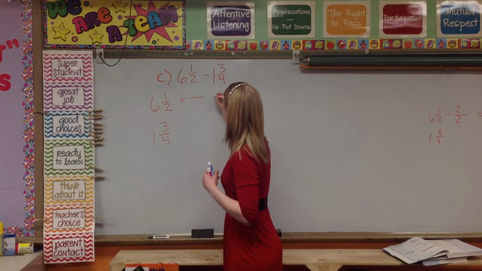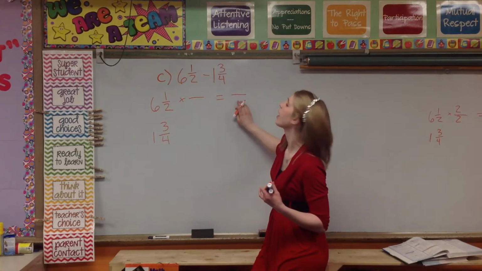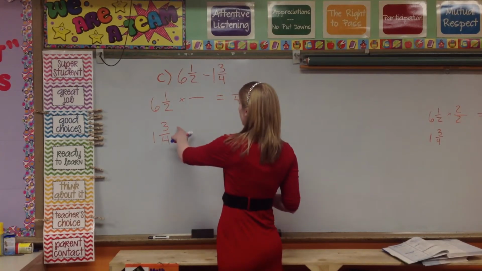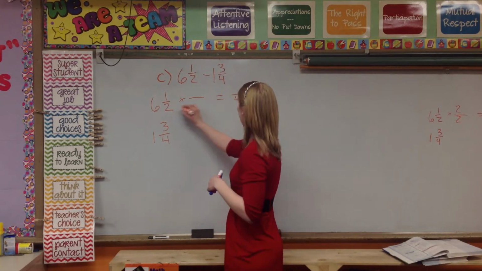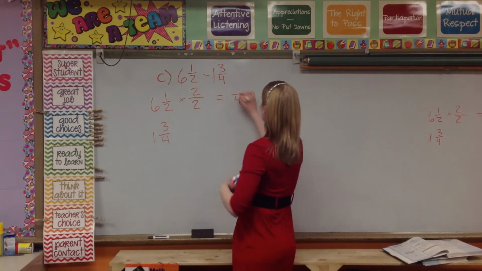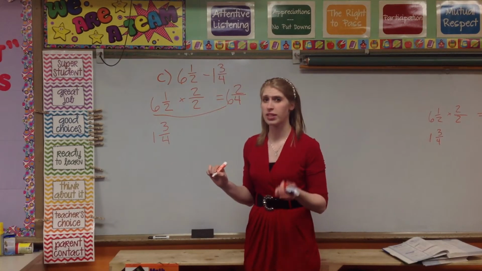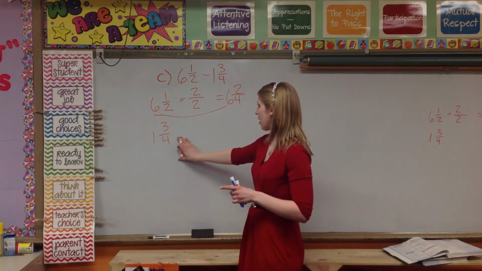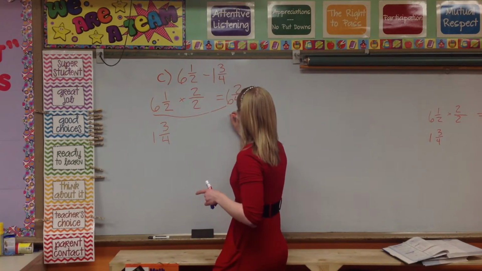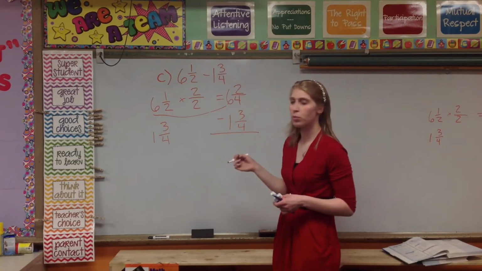So I will have to have a mixed number that has a denominator of 4. So 2 times 2 is 4. Apply 2 there. 1 times 2 is 2. Move the 6 over, and then I'll have 6 and 2/4. Now I don't need to go through this process though because this is already in fourths. So I'm just going to move my 1 3/4 over, and I'll subtract my whole numbers.